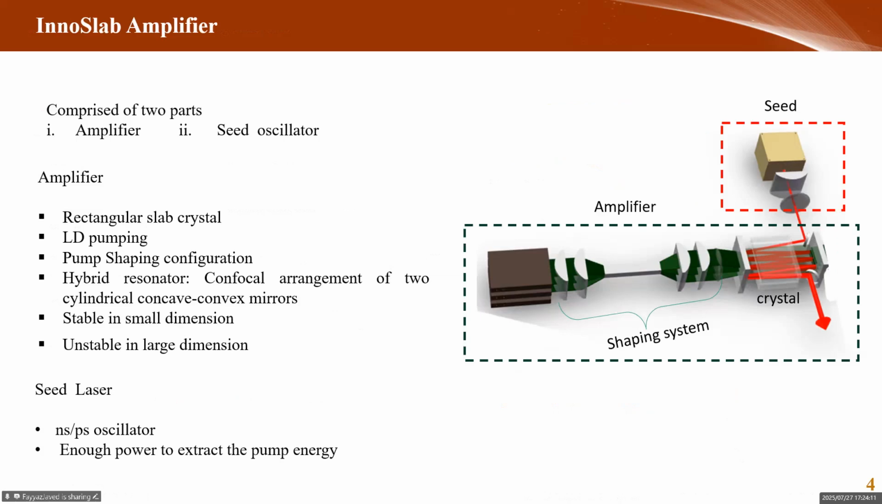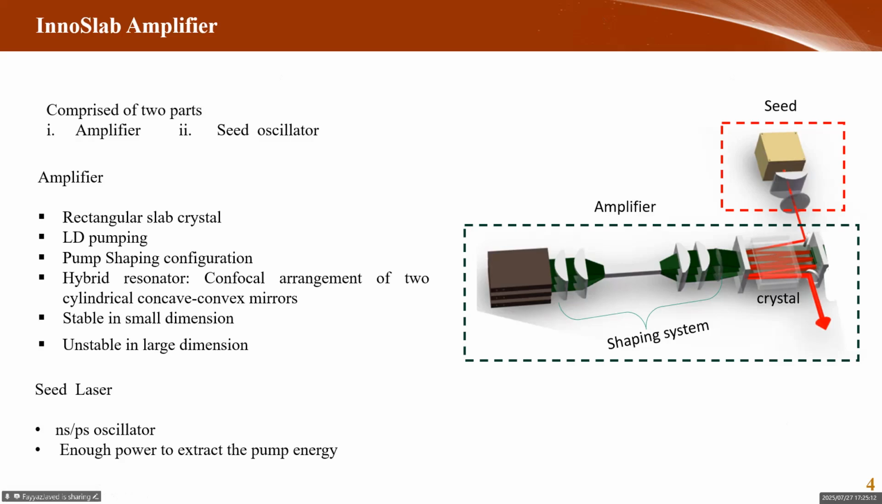So in the InnoSLAB amplifier, basically we have an amplifier section and a seed oscillator. In the amplifier section, the crystal is pumped with a stack of diode lasers, and the output of the seed laser is mode-matched along the vertical direction to the pump mode. If we have a pumping system 0.5 mm thick, so the pump mode size is 0.5 mm, the output of the crystal along the vertical direction also becomes 0.5 mm.